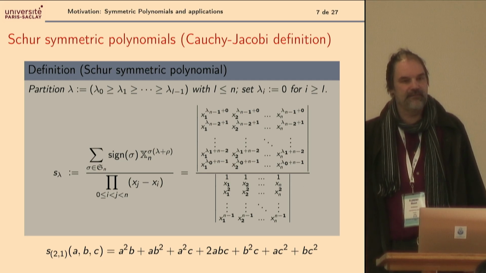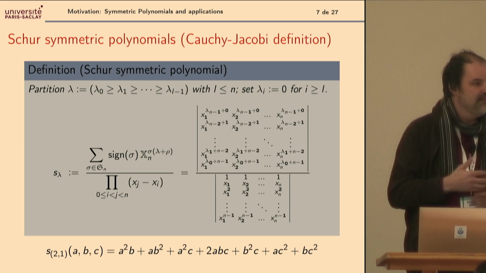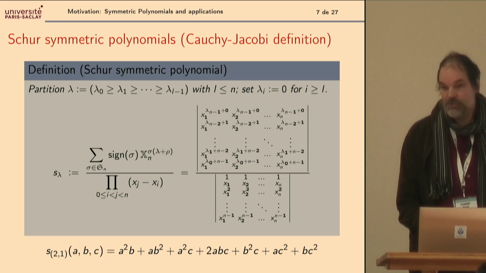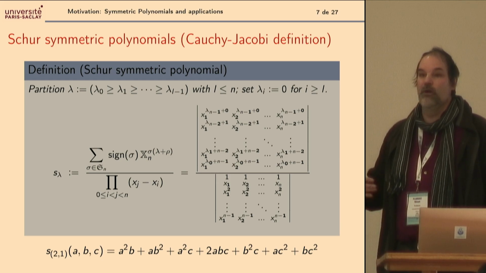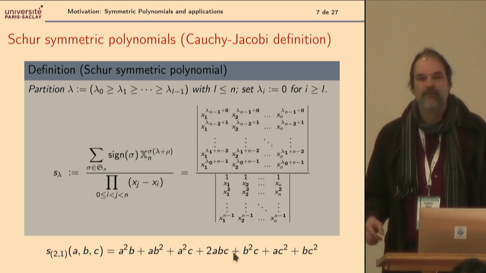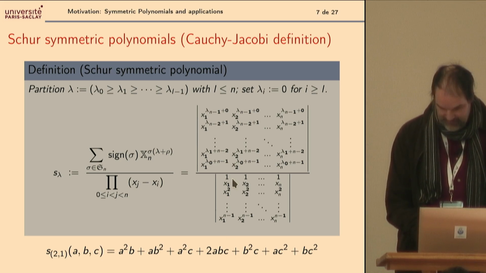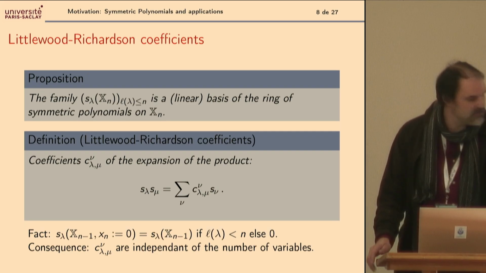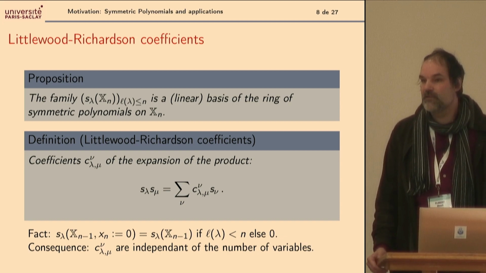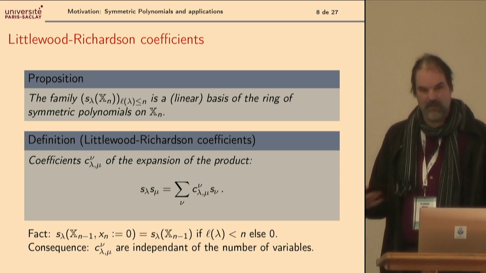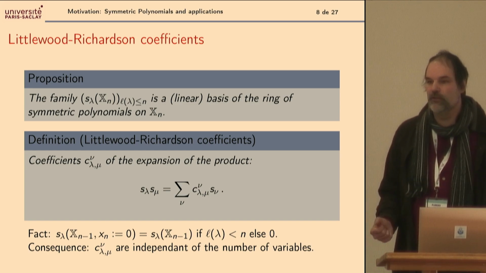Since determinants are anti-symmetric, the quotient is something which is symmetric, and it appears that the quotient is not a rational function, but an actual polynomial. Here is an example. Okay? And this basis is extremely important. So the first claim is that this is a linear basis of symmetric polynomials. Any symmetric polynomial is a linear combination of those polynomials.